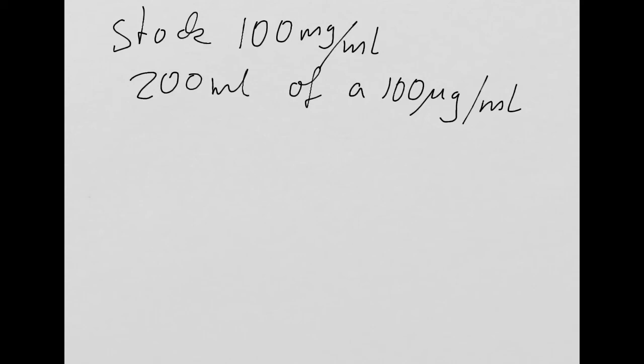Actually, this is a very, very common thing because you usually set up your antibiotics. If you have ampicillin, for example, for a culture, you usually have that as 100 milligram per milliliter stock. But your working concentration is 100 microgram per milliliter. So how would you do that? Well, very simple.